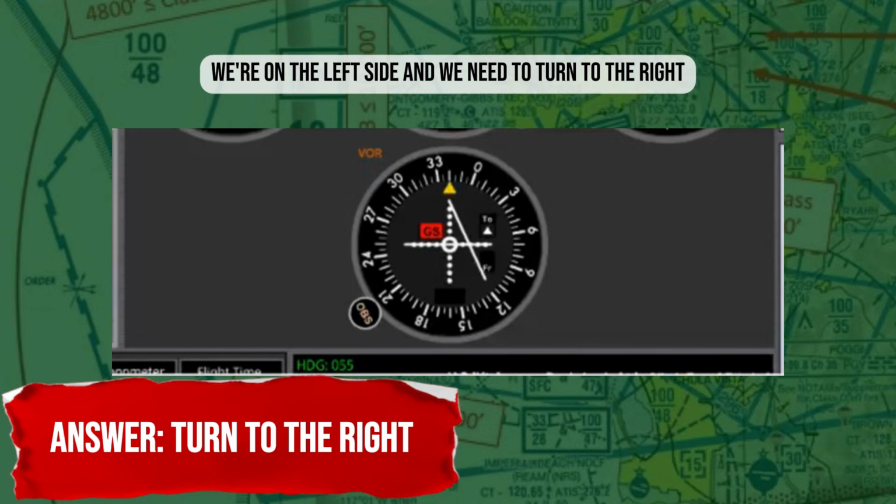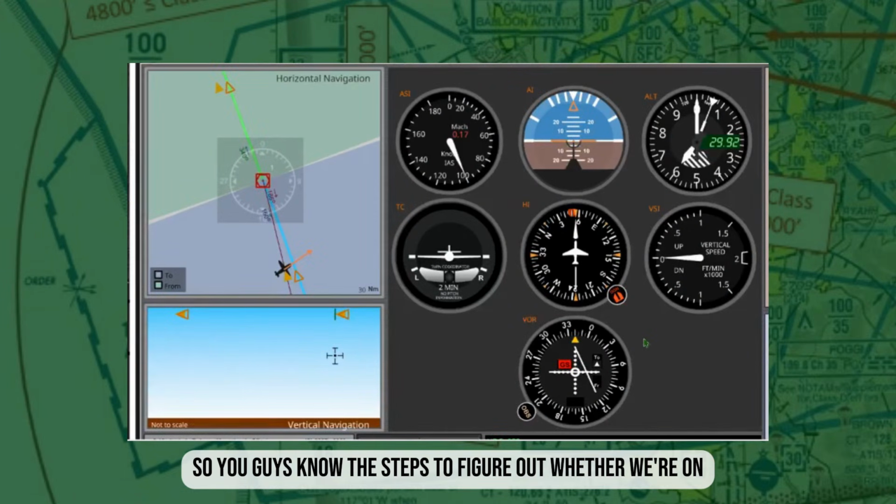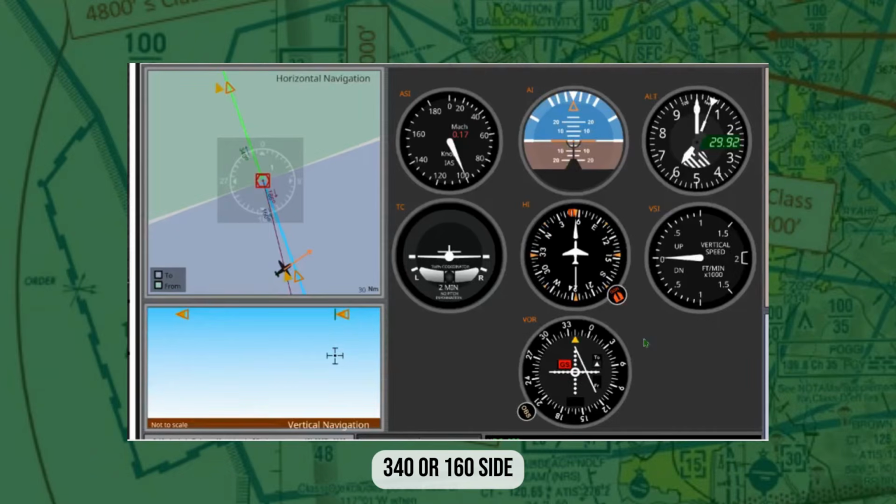We're on the left side and we need to turn to the right. Here's how I figured this out. Okay, so you guys know the steps to figure out whether we're on 340 or 160 side. So we've determined we're on 160 side.